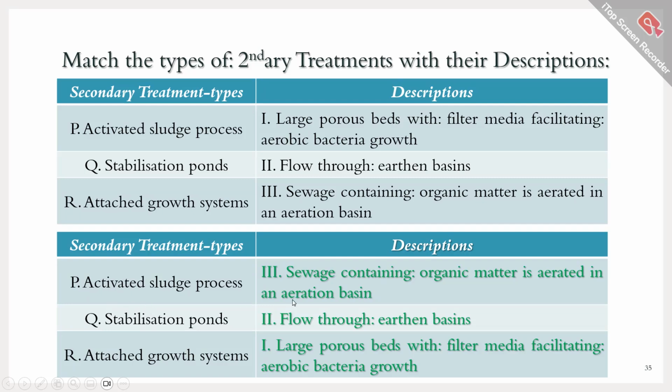In case of activated sludge process, sewage containing organic matter is aerated in an aeration basin. In case of stabilization ponds, flow through earthen basins occurs. And in case of attached growth systems, large porous beds with filter media facilitating aerobic bacteria growth are present. So these are the correct descriptions of secondary treatment types.